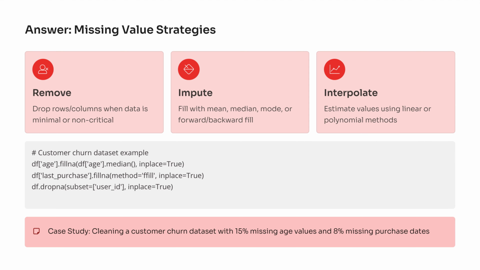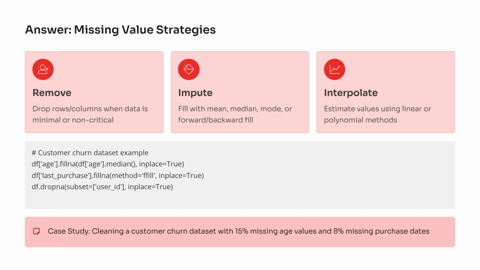But if the column is important, say, customer age, I'll impute those values instead of dropping them. For numeric columns like age, I'd use the median, because it's more robust to outliers than the mean. And for time-based fields, like last purchase date, I'd use a forward fill, which means filling in the missing value with the most recent valid one. Finally, if I'm working with time series or continuous data, I might interpolate the missing points to estimate them smoothly. For example, predicting a missing temperature or sales value between two known data points.